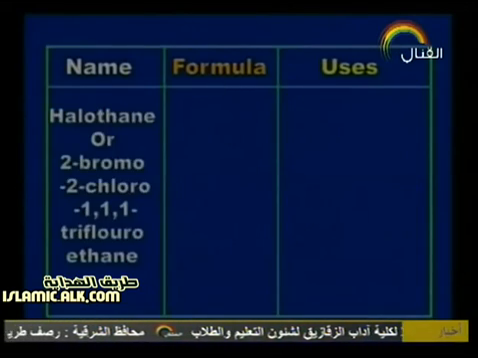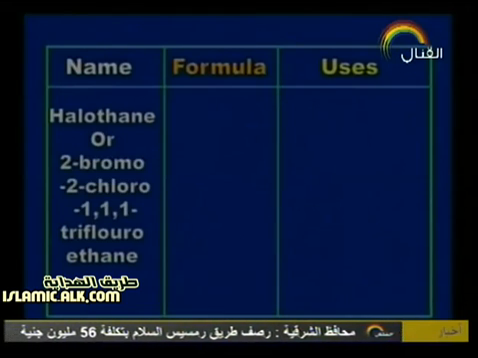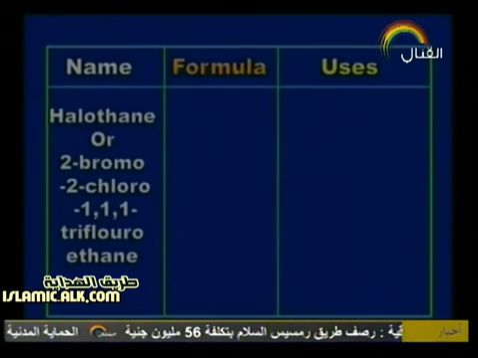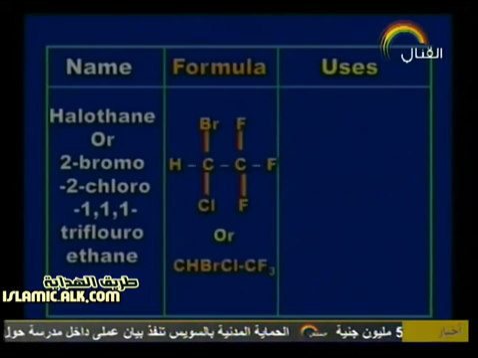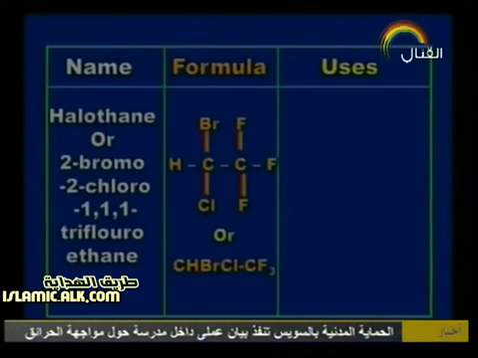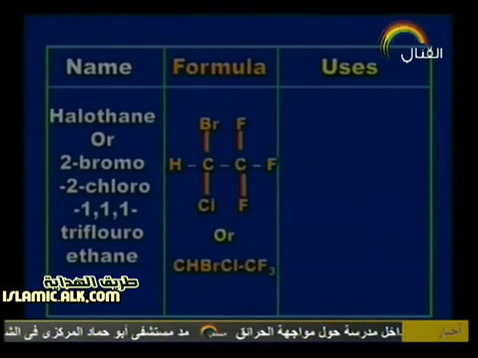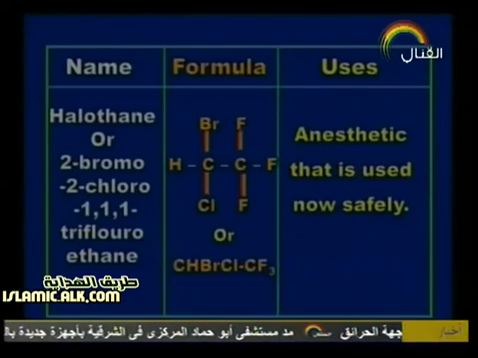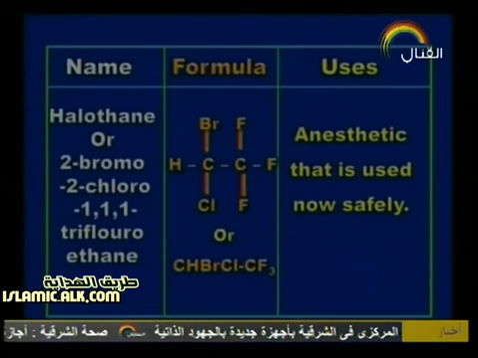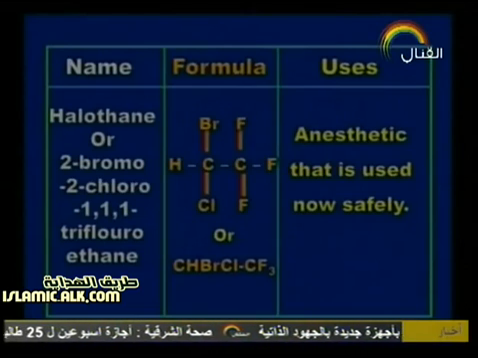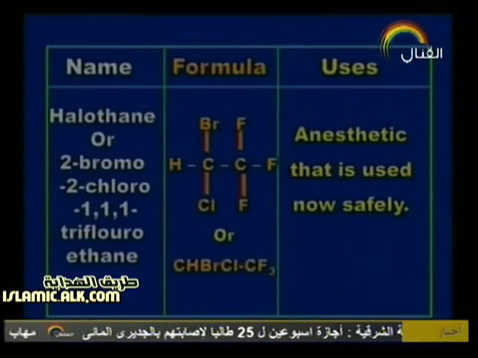Another halogen derivative of alkane is halothane, or 2-bromo-2-chloro-1,1,1-trifluoroethane. It has the structural formula as shown on the screen: CHBrCl, CF3. As we know, the use of this compound is as an anesthetic substance like chloroform, but it is safe. It doesn't cause death for the patient, and so it is now used instead of chloroform.